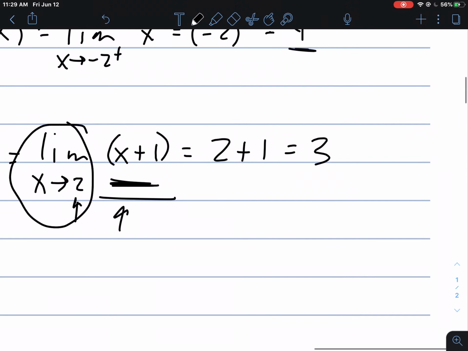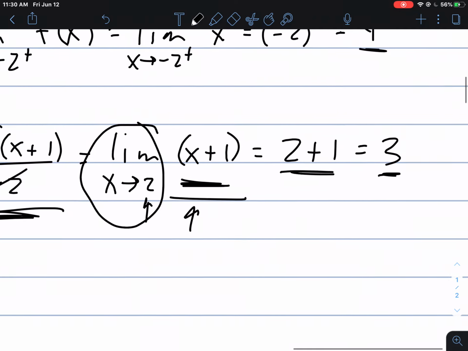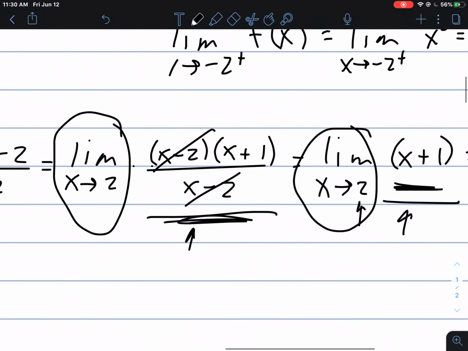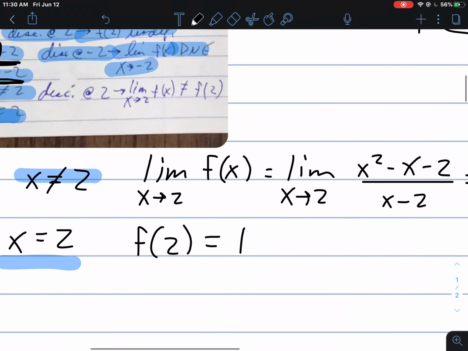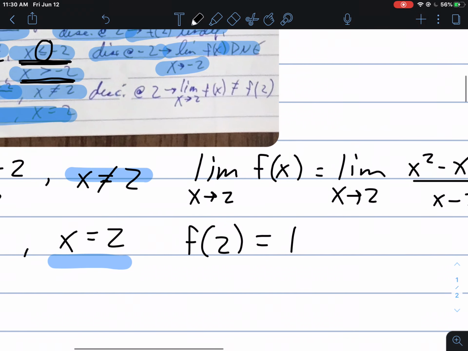But then after simplifying, right, this is what the whole purpose for that was. Once I do simplify the function, I can then plug 2 into it. I can use direct substitution, and I get 3. And so that's the value of the limit as x approaches 2. Okay? But then the problem here is, the third requirement is that the first two have to be the same.